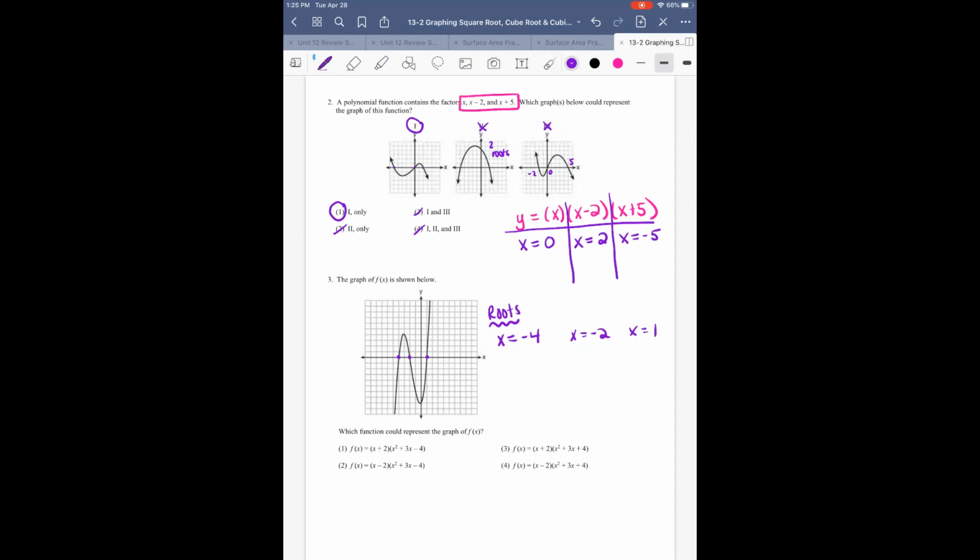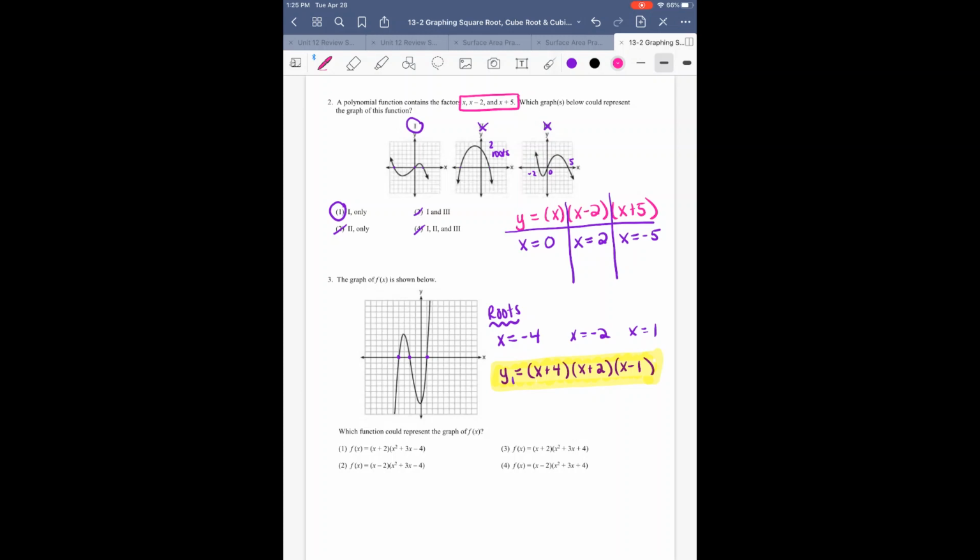Okay, so similarly, we're going to create an equation and find its factors by working backwards. If the root was -4, the factor is x plus 4. If the root's -2, it's x plus 2, and if the root is 1, it's x minus 1. All right, so now I'm going to use this. This is the equation of that graph in factored form, and I'm going to put it into y1.